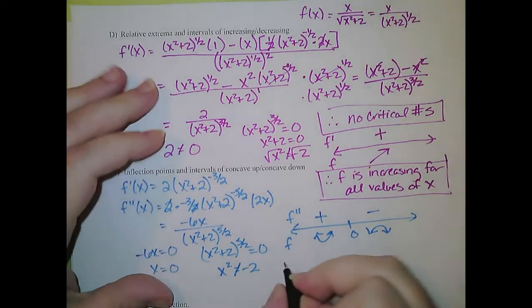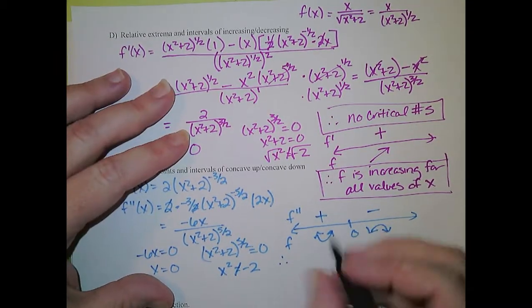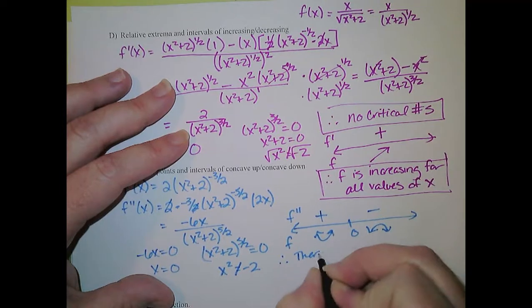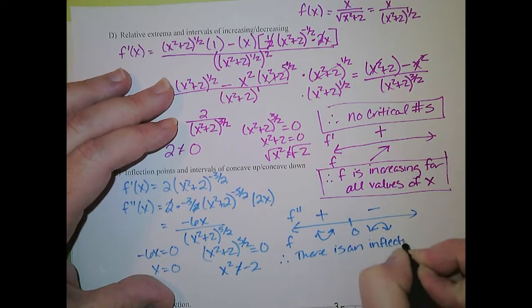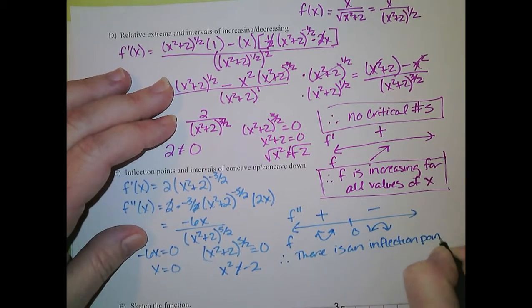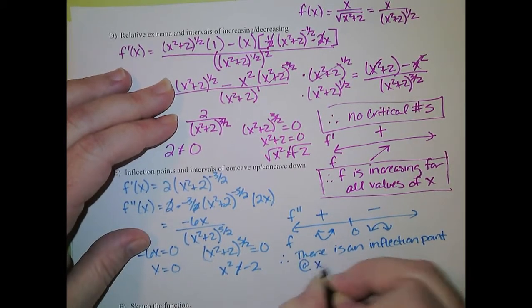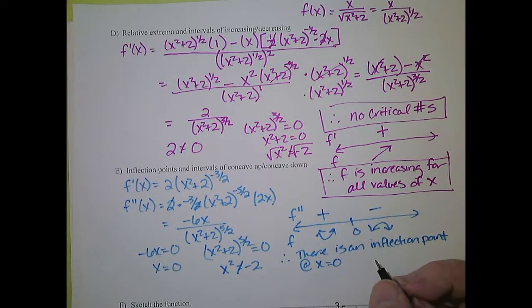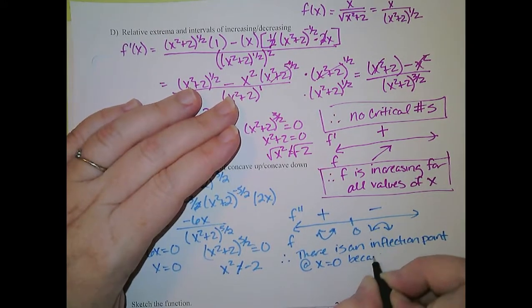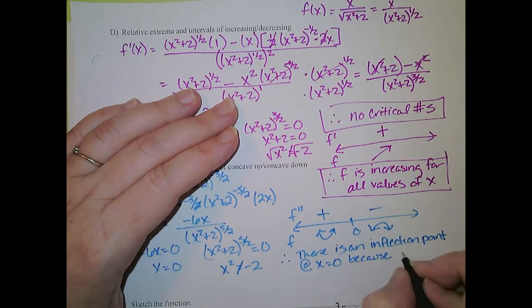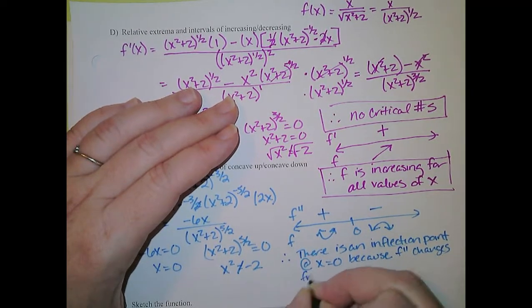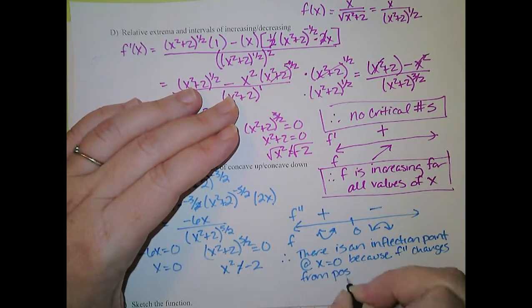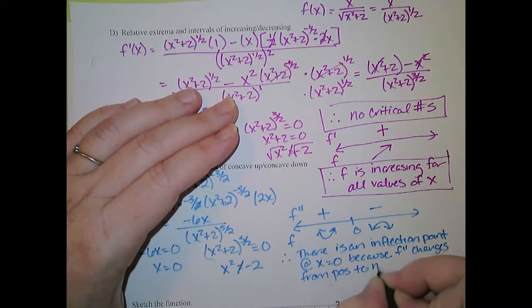So we can say there's a point of inflection, or an inflection point, at x equals 0. Because the second derivative changes from positive to negative.